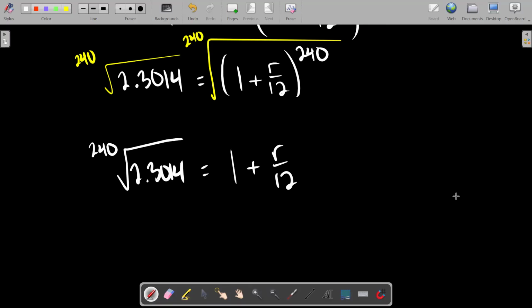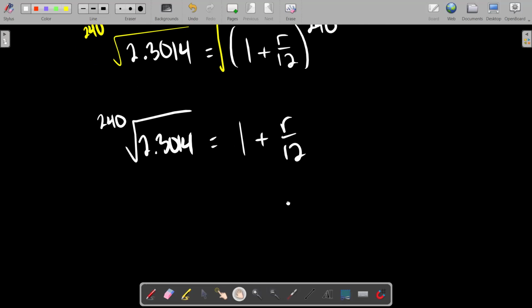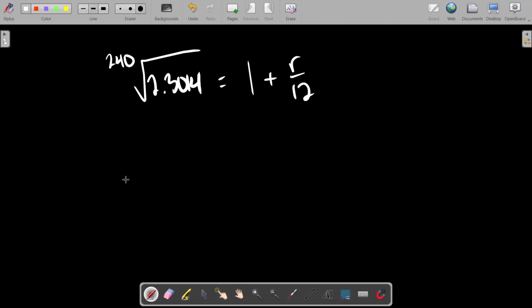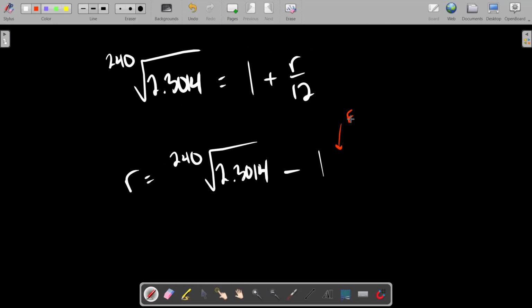So what kind of algebra are we going to do here? What order are we going to eliminate the 1 and the 12? Who's going to go first? We're going to subtract 1 first. So our answer is going to wind up looking like this. We're going to have r equals the 240th root of 2.3014 minus 1. And then what are we going to do to get that 12 across? So we're going to hit enter right here on our calculator. Unless you used some foresight and put parentheses around that, hit enter and then hit times 12.